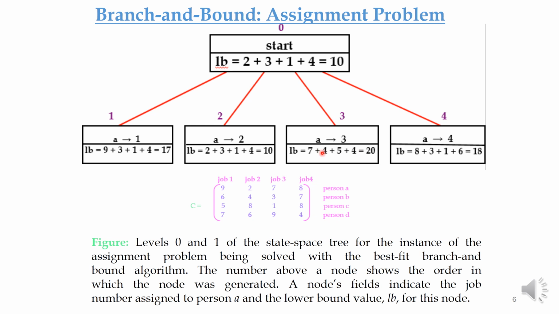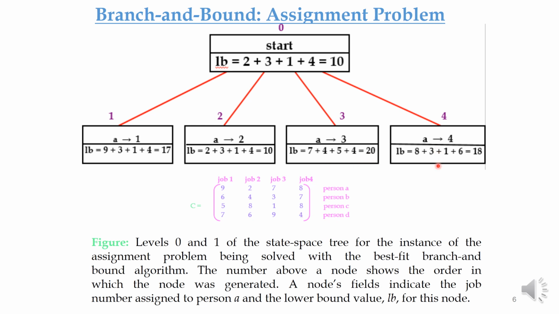Then here the third node represents job 3 assigned to person A. So here the cost is 7, so we are assigning it here. Then in the second row, the third column is already assigned, so we have to choose the next smallest value, 4. Here also this is the smallest value, but the same column is assigned for person A, so we have to choose the next smallest value, 5. Then in the fourth row, the smallest value is 4. So we are getting the value 20.